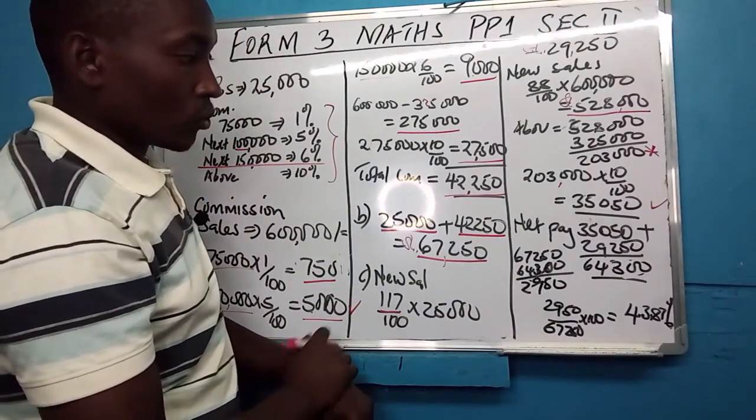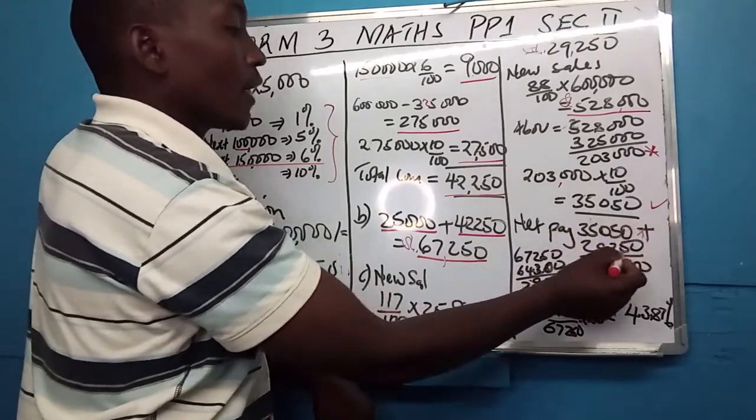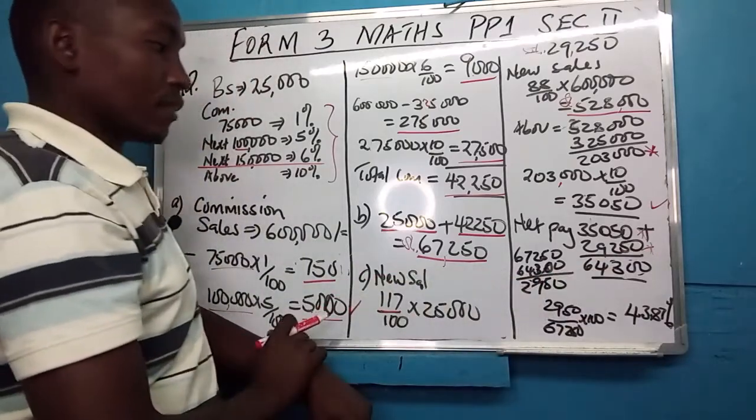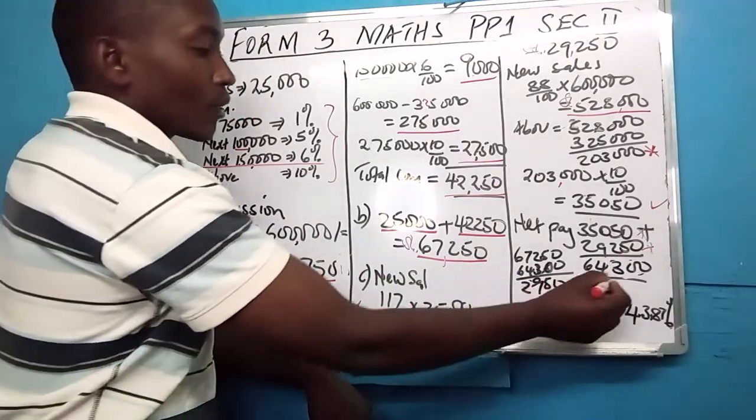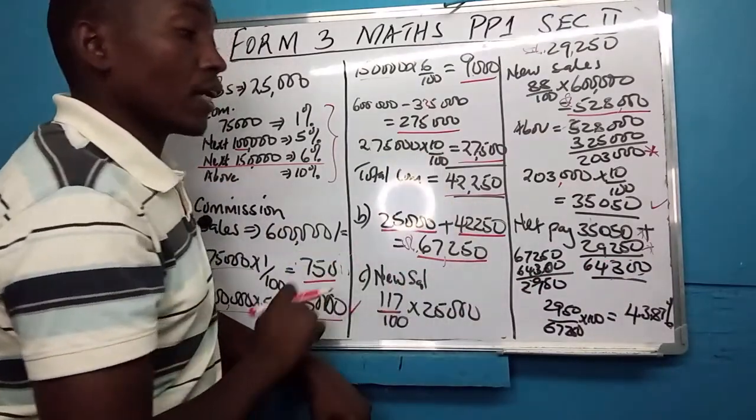35,050 shillings. So the new pay for the following month will be the commission, add the new basic salary for this sales lady, and you'll get 67,300. That is the pay for the next month.